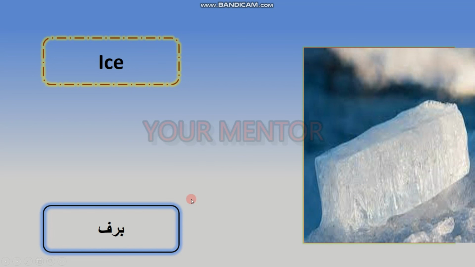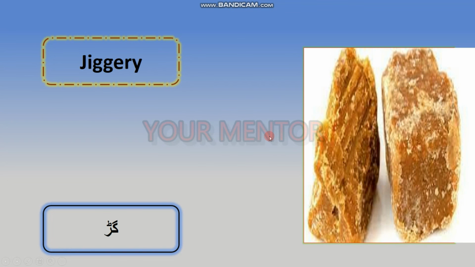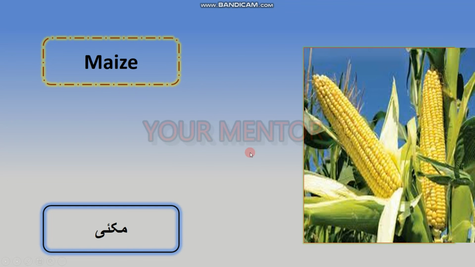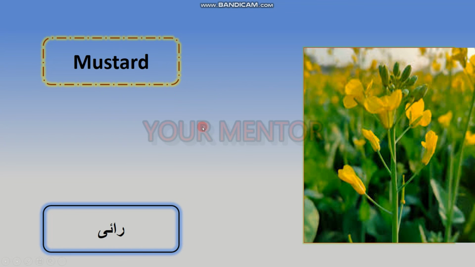Ice means barf. Jaggery means gur. It's a sort of sweet thing which is made from sugar cane. Lentil means masoor. This is lentil. Maize, makai. Mustard means rai. This is the picture of mustard, and in Urdu we call it rai.